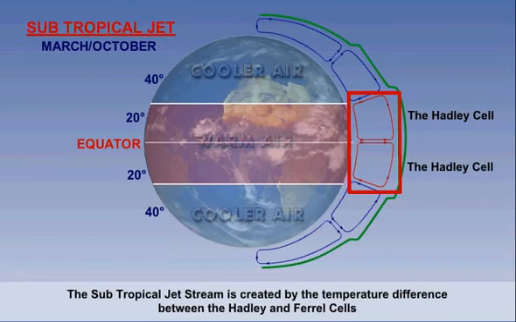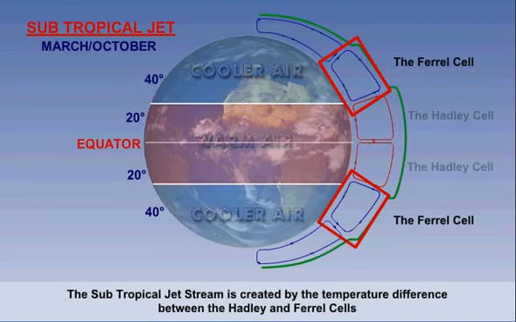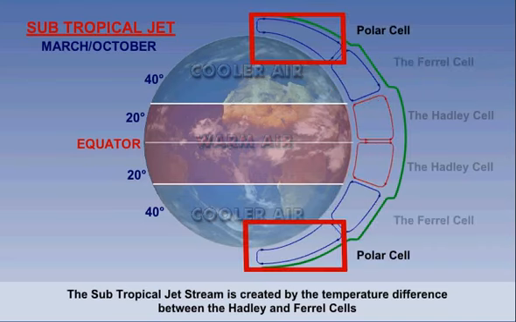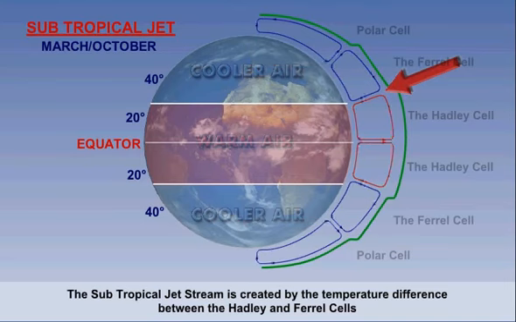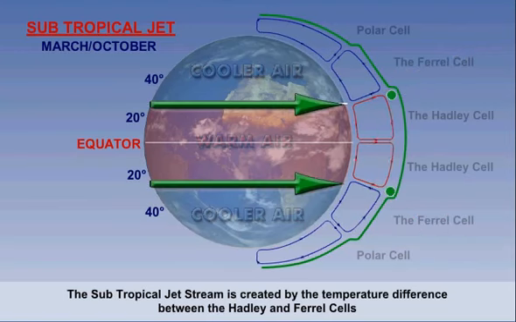The next two cells circulating either side of the Hadley cells are called the Ferrel cells. These cells have much cooler air circulation since they are at higher latitudes. Lastly, the cells circulating nearest the poles are the coldest and are called the polar cells. Remember, we need a large temperature difference for a jet to form. If you look here and here, between the Ferrel and Hadley cells, there is a junction of warm and cold air. This is where the subtropical jet streams are found.